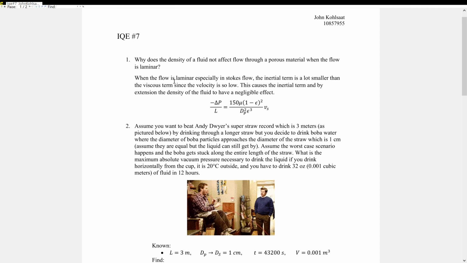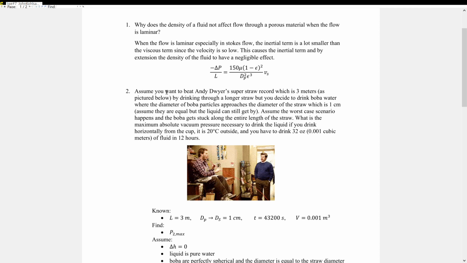Now, for question number 2, assume you want to beat Andy Dwyer's super straw record, which is 3 meters, as pictured below, by drinking through a longer straw, but you decide to drink boba water, where the diameter of the boba particles approaches the diameter of the straw, which is 1 centimeter. Essentially this just means that the diameters will be equal, but you can assume that liquid will still flow through normally.